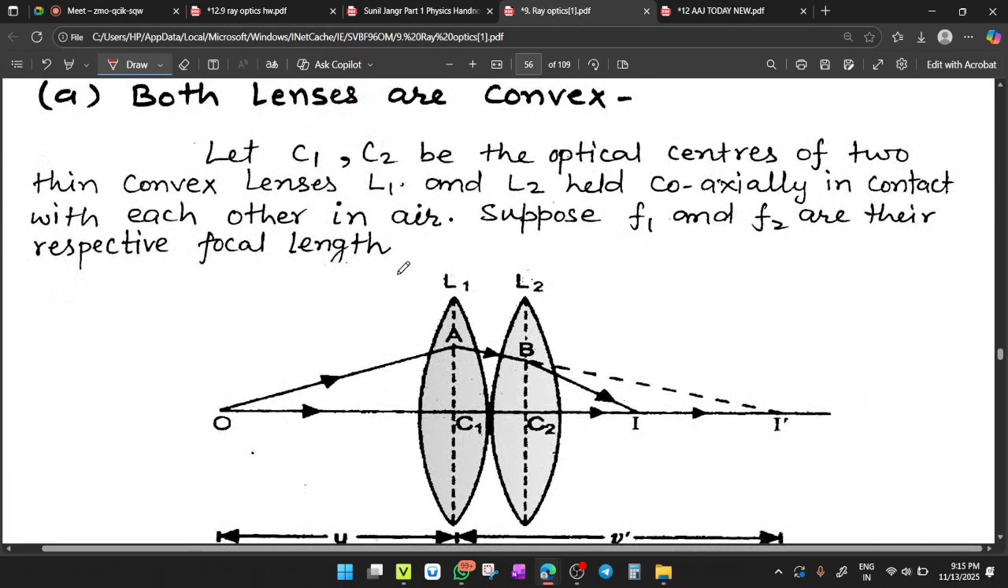So first, the condition when both lenses are convex. Now see, C1 and C2 are the two optical centers of the two given thin convex lenses L1 and L2, held coaxially in contact with each other in air.